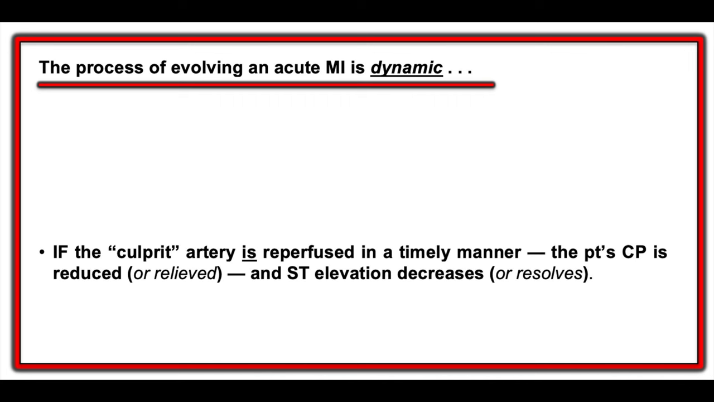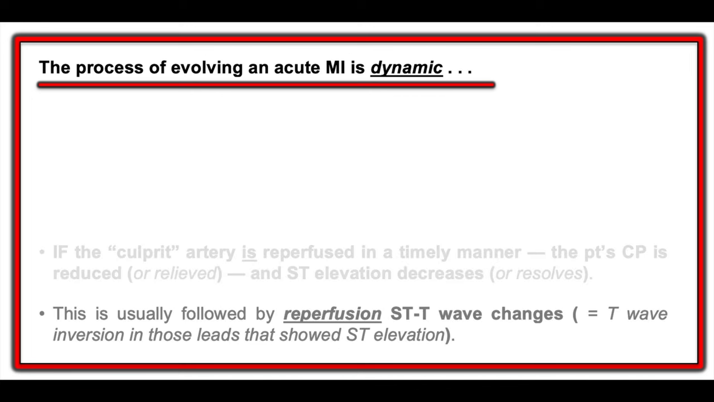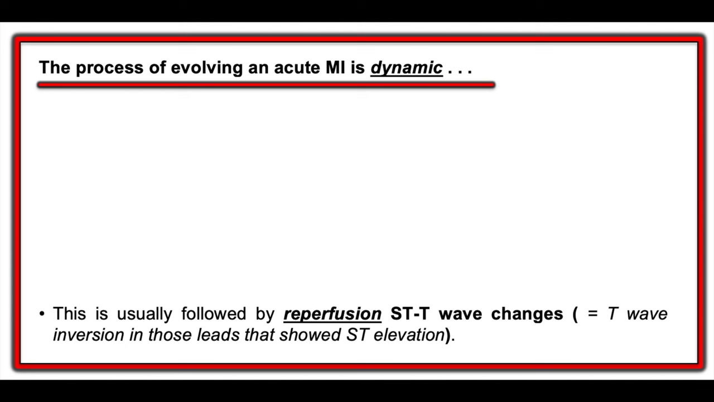If the culprit artery is reperfused in a timely manner, the patient's chest pain is usually going to be at least reduced, if not relieved, and usually the ST segment elevation will either decrease and sometimes resolve. This is usually followed some point in time later, minutes, hours, by reperfusion ST and T wave changes. If the ST segments were up initially, then you may get T wave inversion.